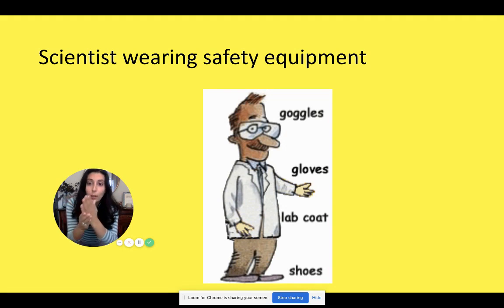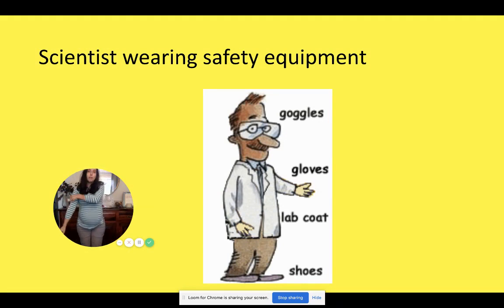Now, next, would you put on your gloves, your imaginary gloves? Why might we wear gloves? What do you think? To protect our hands? By golly, you're right. And what about a lab coat?